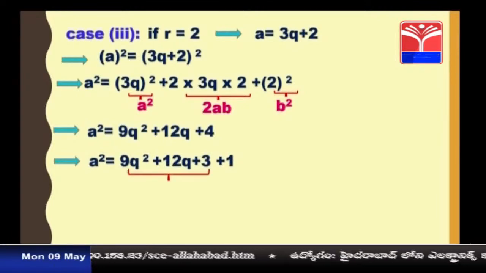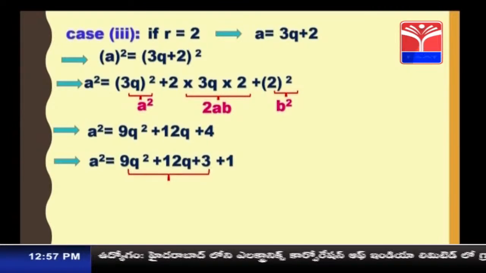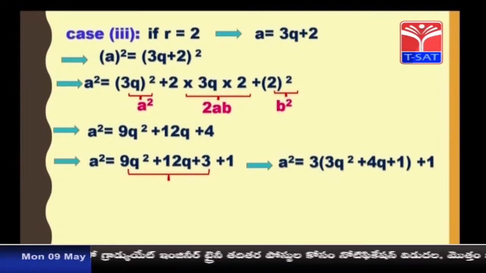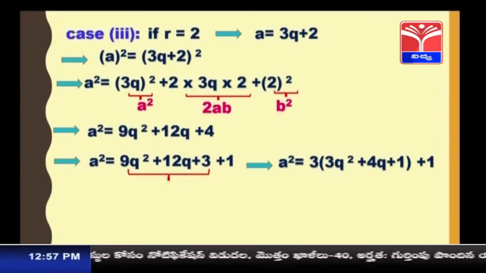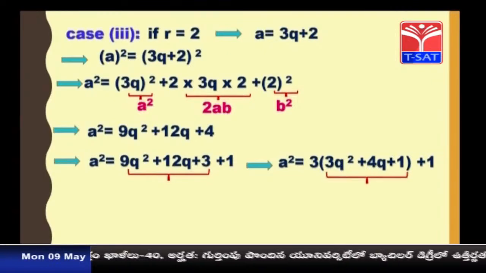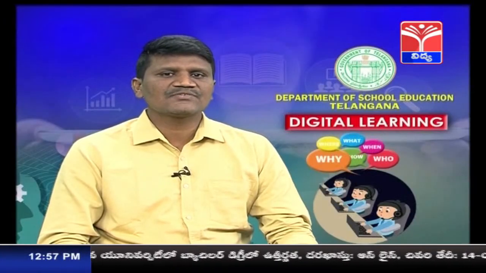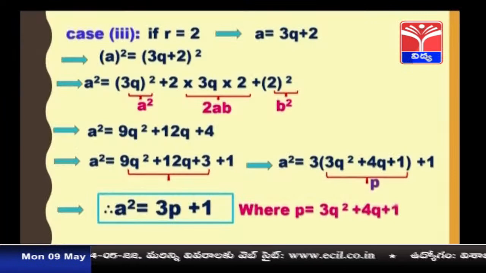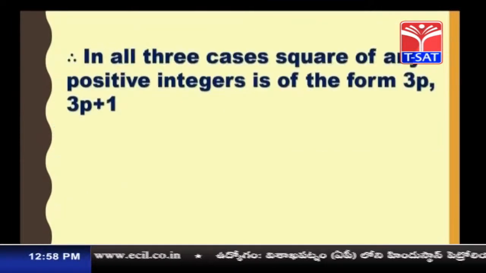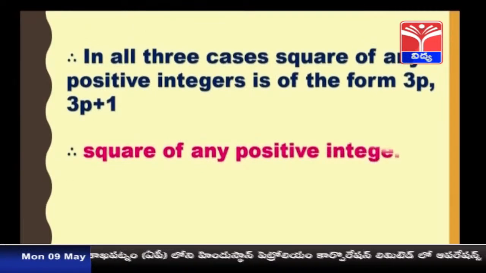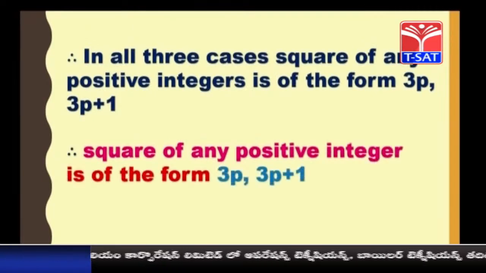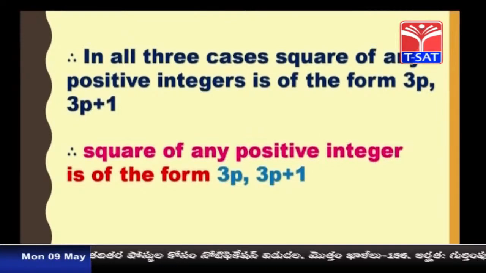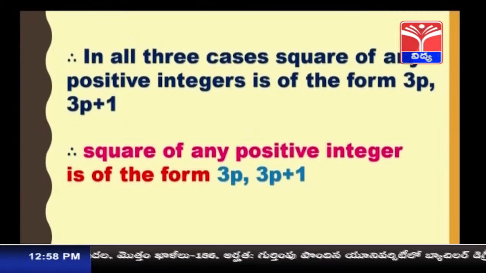Then from the first 3 terms, if I take 3 common, I can write a square is equal to 3 into (3q square plus 4q plus 1) plus 1. And if I consider 3q square plus 4q plus 1 as p, then a square is equal to 3p plus 1, where p is equal to 3q square plus 4q plus 1. In all 3 cases, the square of any positive integer is of the form 3p or 3p plus 1. So therefore, I can conclude the square of any positive integer is of the form 3p or 3p plus 1.